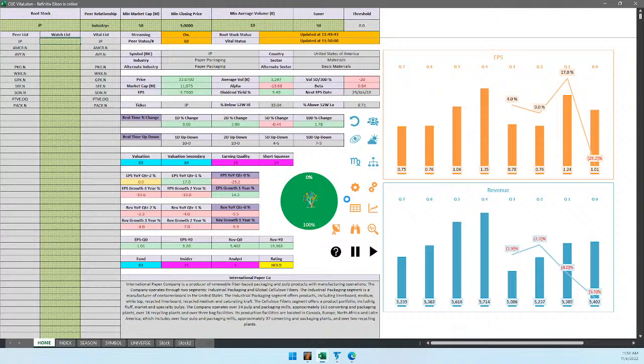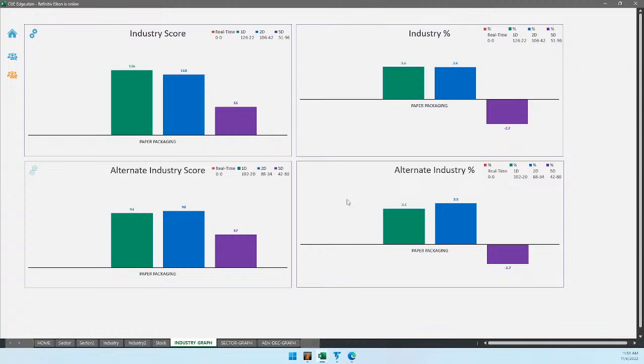See how I am navigating between the different systems to carry out my analysis and confirming the trade setup finally. Paper packaging industry scorecard, relative scorecard steadily going up. Alternative industry score, also paper packaging, steadily going up. On Friday, they went up by a significant percentage.